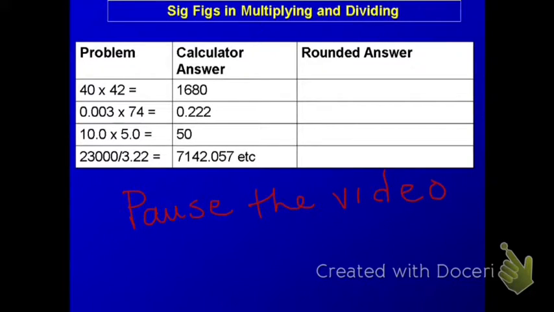We are going to do some problems. Here are some problems with the calculator answers shown. In each case, you need to take the calculator answers and round them to the correct number of significant figures. So you're going to pause the video and answer the questions. When you're ready, restart the video.